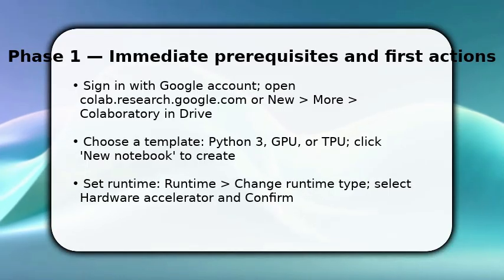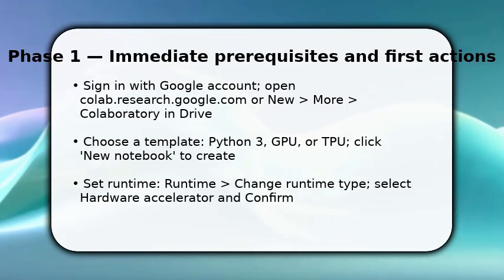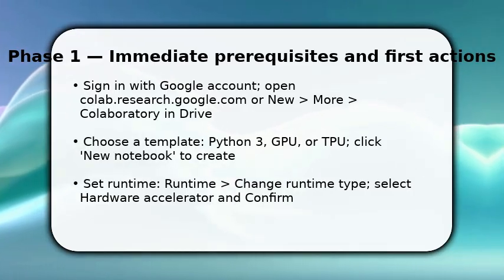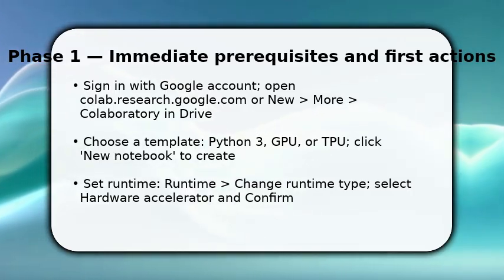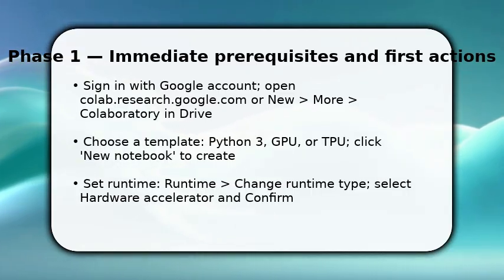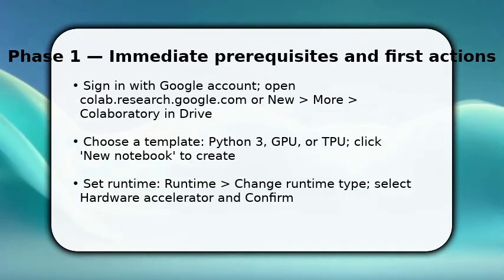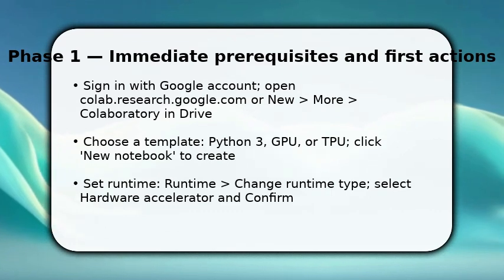You start by creating a notebook so you can run code immediately. Sign in with your Google account, then open Colab and create a new notebook. Choose Python 3. Once created, make sure to set the runtime type, GPU or TPU if you need acceleration, because hardware changes performance dramatically. After selecting Hardware Accelerator and confirming, you can run the first cell. Run small tests like print hello to verify the environment. This ensures kernels and packages will behave as expected.